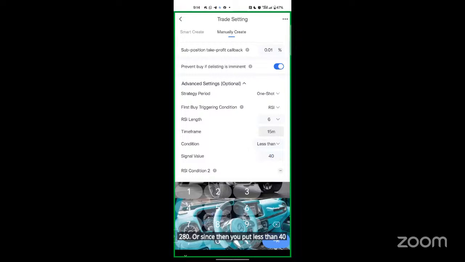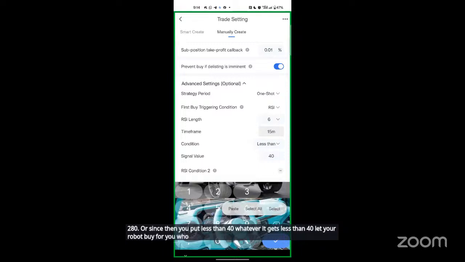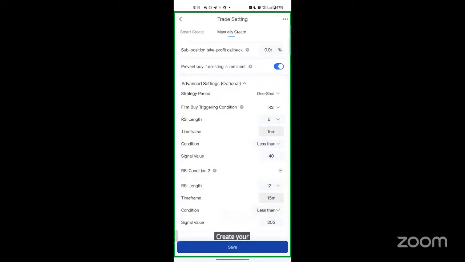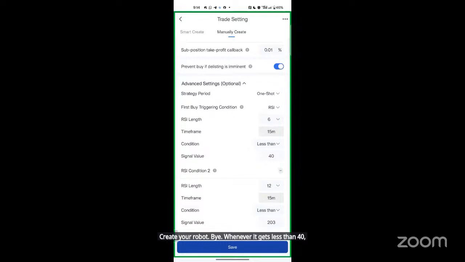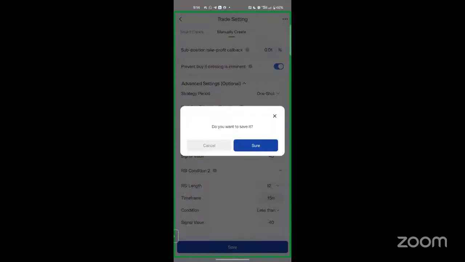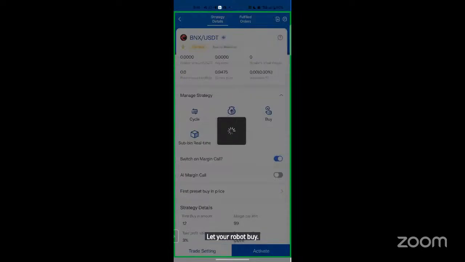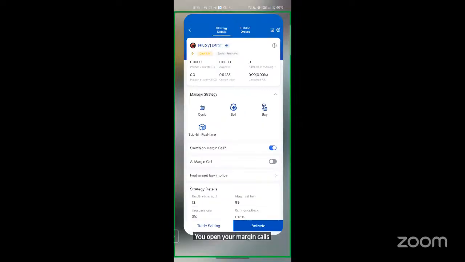Whenever it gets less than 40, let your robot buy. For you who want to use the RSI, whenever it gets less than 40, let your robot buy. You open your margin calls. You never have issues with this business. I have repeated for you, my brother. Are you okay now?